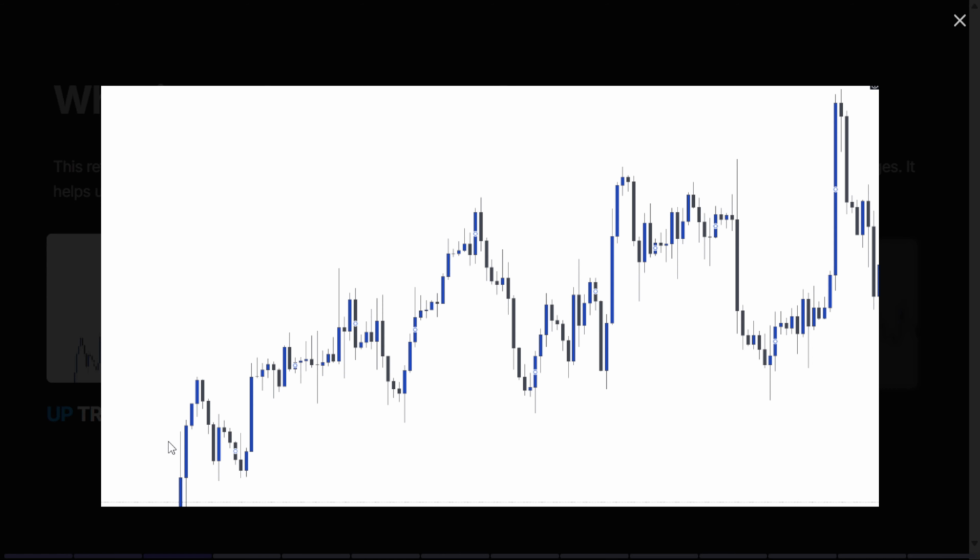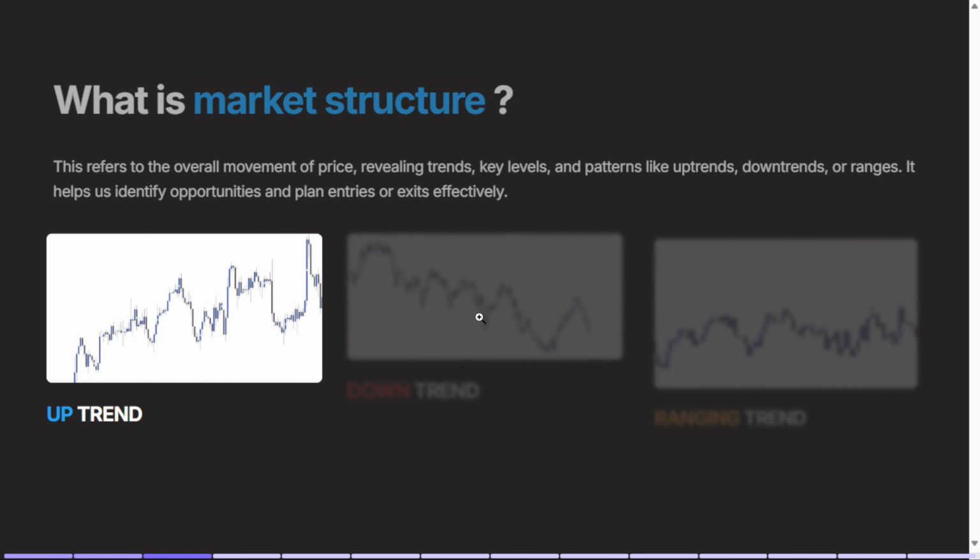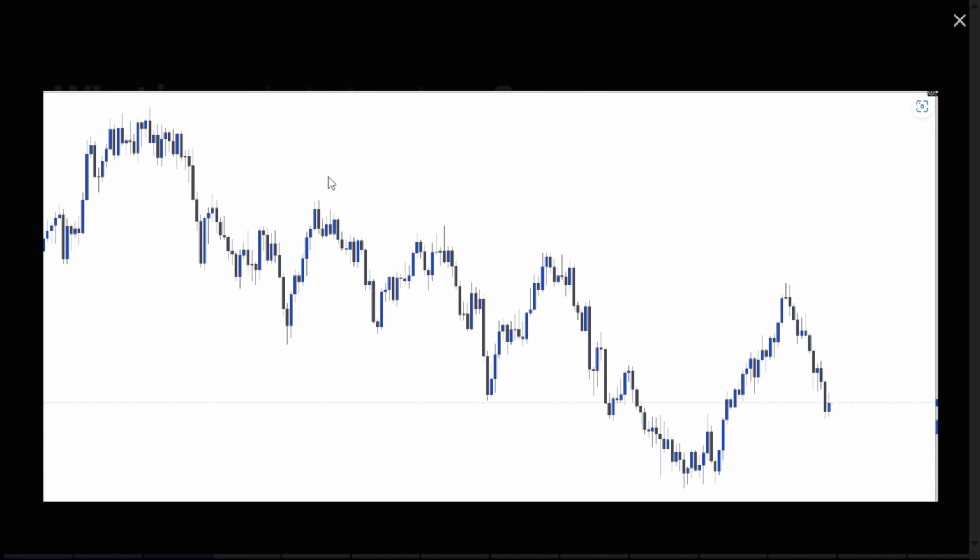As you can see, this is an uptrend. The market is creating higher highs and higher lows. Another name for uptrend, or when the market is trending up, is a bullish market or the bull market. When the market is trending up, you would hear people call it a bullish market or the bull market. Then a downtrend or a bearish market. This is when the market is creating lower highs and lower lows.